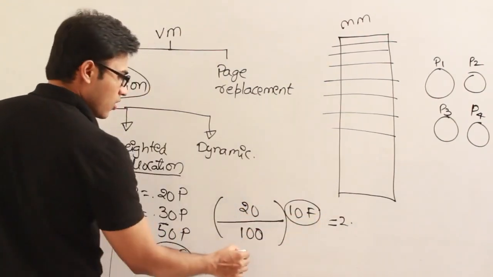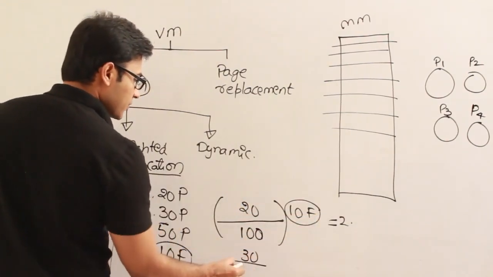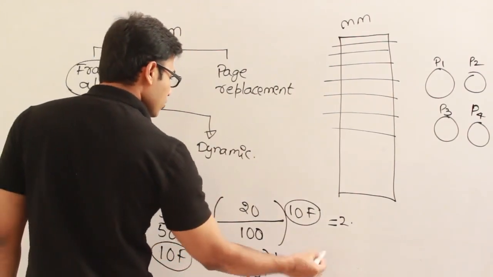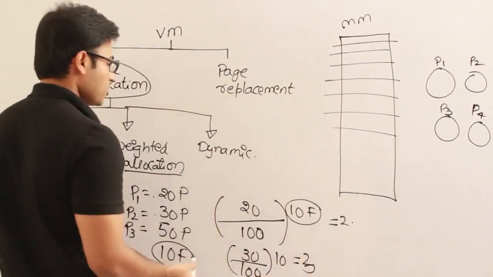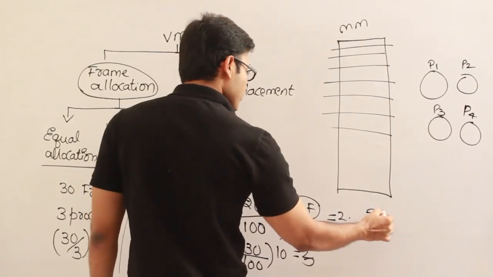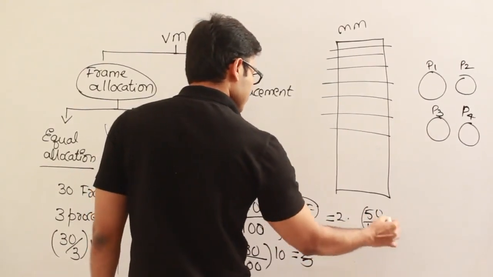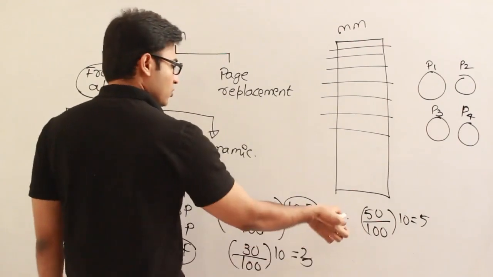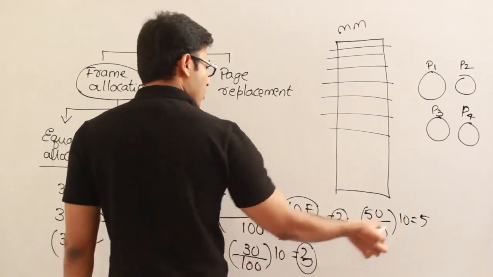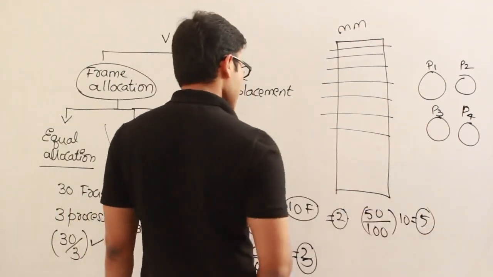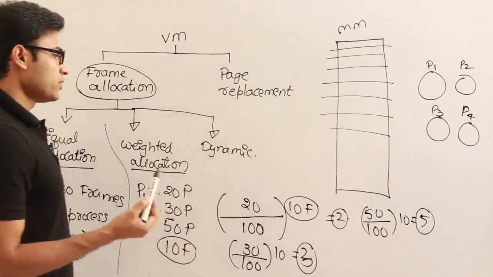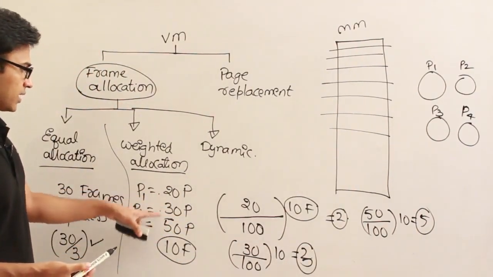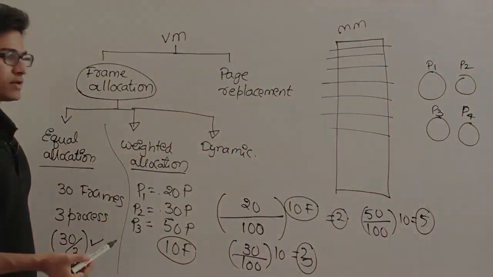And for P2, how many do we get? 30 by the total requirement, which is 100, into 10. Then P2 will get 3 frames, right? And what about P3? P3 will get 50 by 100 into 10, which means 5 frames, right? So 2, 3 and 5 are the frames allocated to each process. Now this allocation depends on the size of each one, right? That is why it is called weighted allocation.